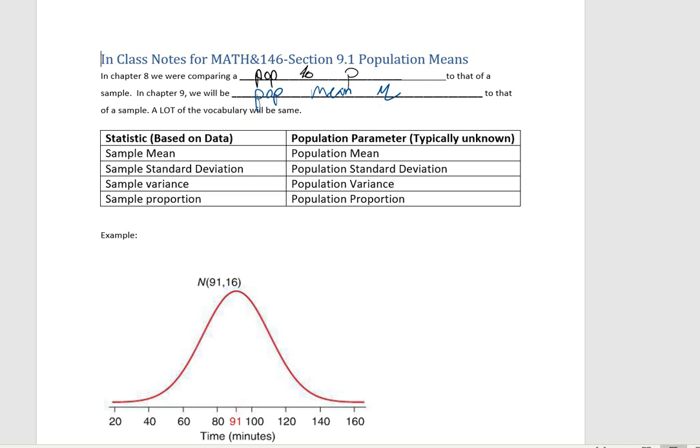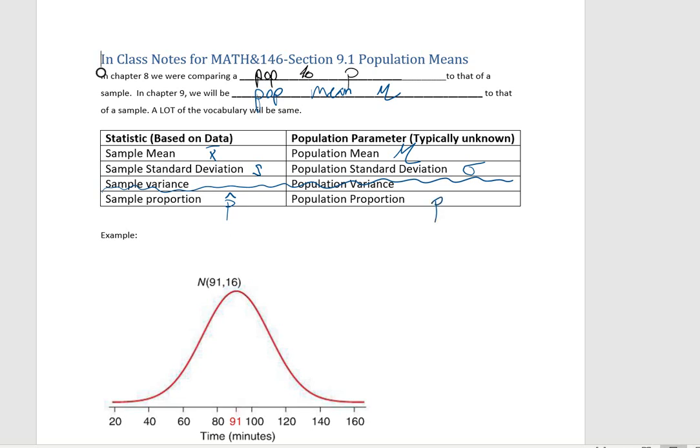So a lot of the vocabulary is going to be the same from what we talked about before. Remember, when we're looking at our sample, which is the thing we're trying to use to estimate our population, the sample mean is going to be x bar, and the population mean is going to be mu. The sample standard deviation is going to be s, and the population standard deviation is sigma. We're not going to worry about variance. The sample proportion is p hat, remember that's the percentage, and the population proportion is p.